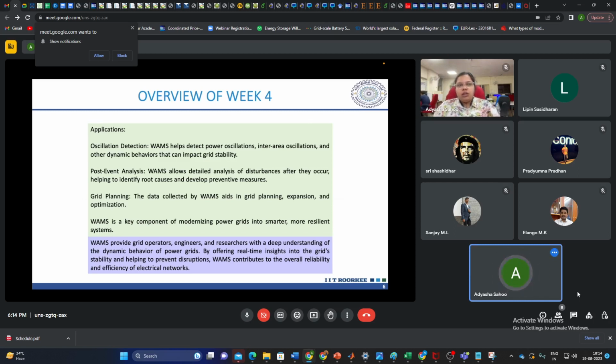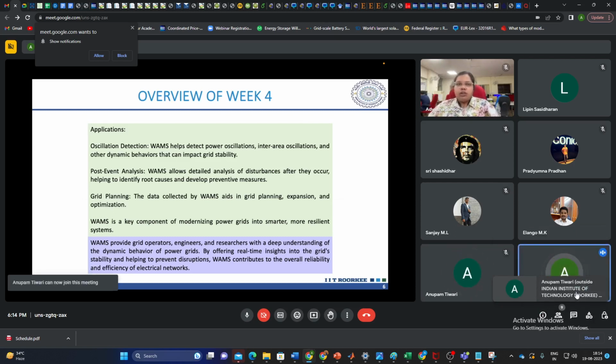So let's say there was a fault in the system or some disturbances in the system. So this data we have recorded with us, and after the event has taken place, we can analyze this data to understand what actually led to the event, so that in the future we may avoid this kind of situations.